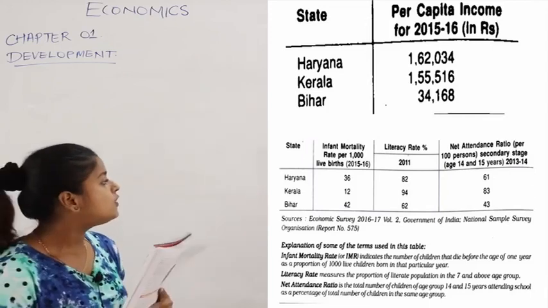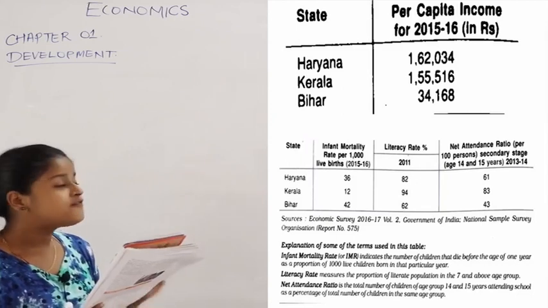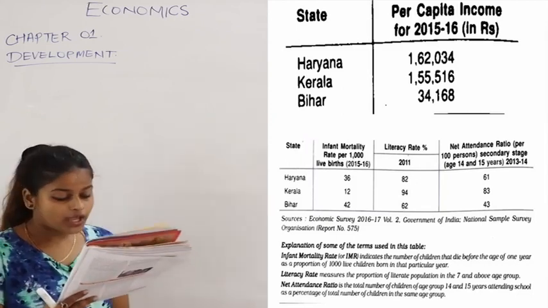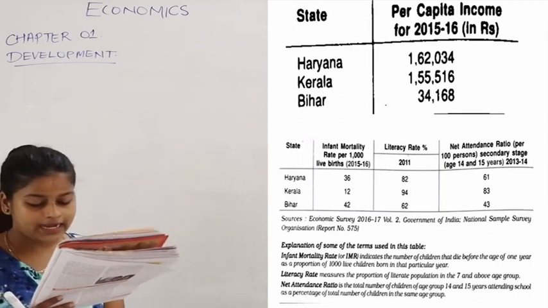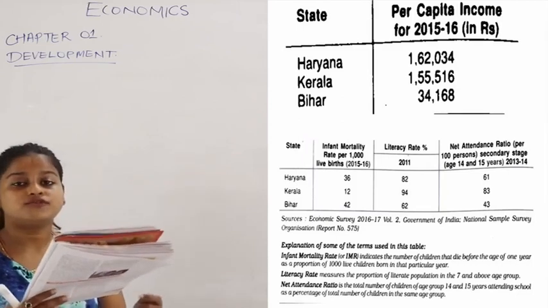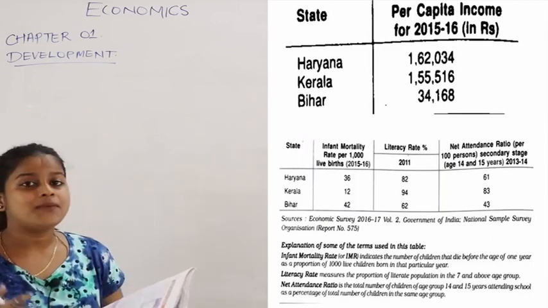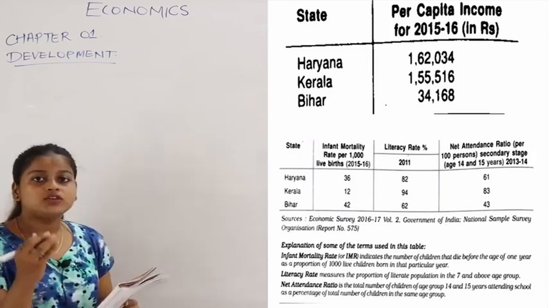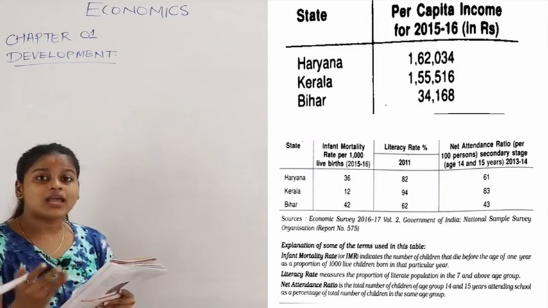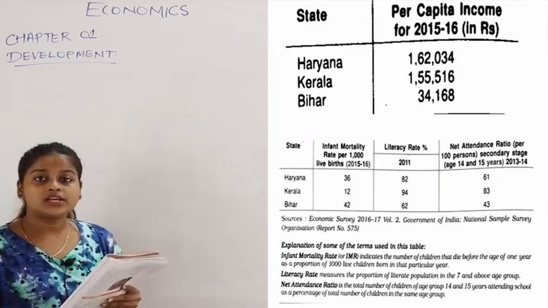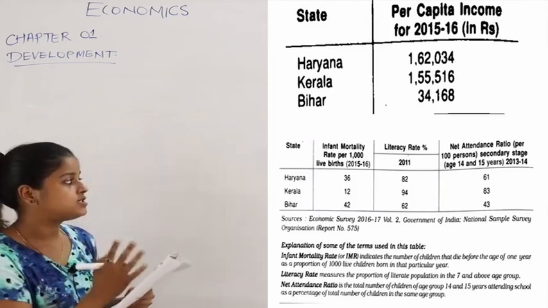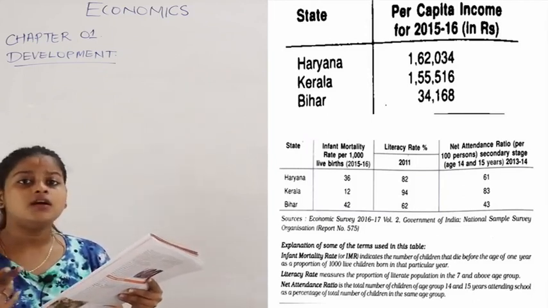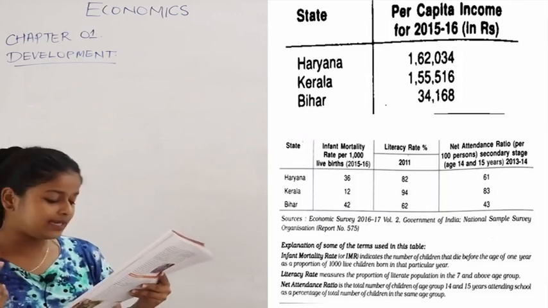Now, if we look at the numbers, first let us understand what infant mortality rate is. Infant mortality rate indicates the number of children that die before the age of 1 year. So the children who die before even reaching the age of 1 are all considered in the calculation of the infant mortality rate.